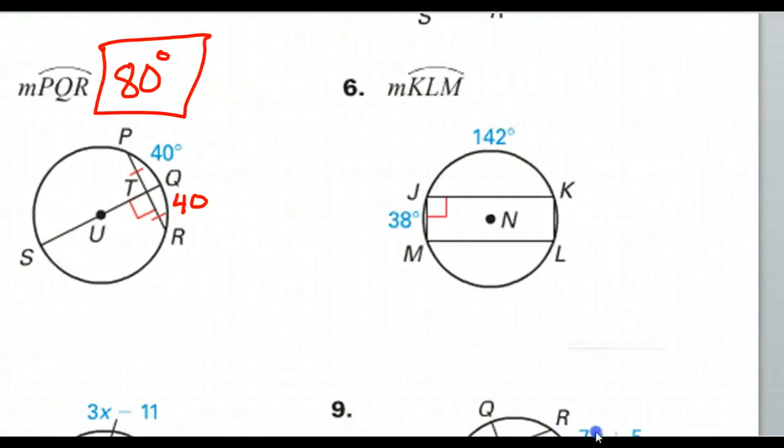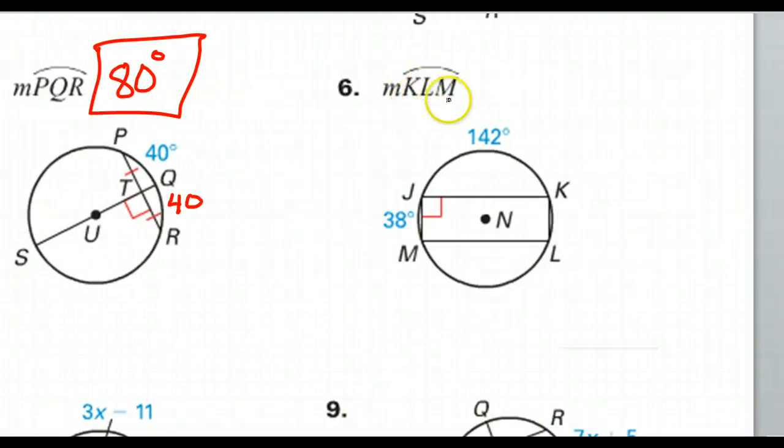Number 6, the measure of arc KLM. Okay, KLM is the arc that goes all the way around here. Because this is 90 degrees, then we know this whole thing is a rectangle. So all of these opposite sides are congruent. If this side over here on the left is 38, then this arc over here must be 38. It's a rectangle, so these chords are congruent, so these arcs are congruent.